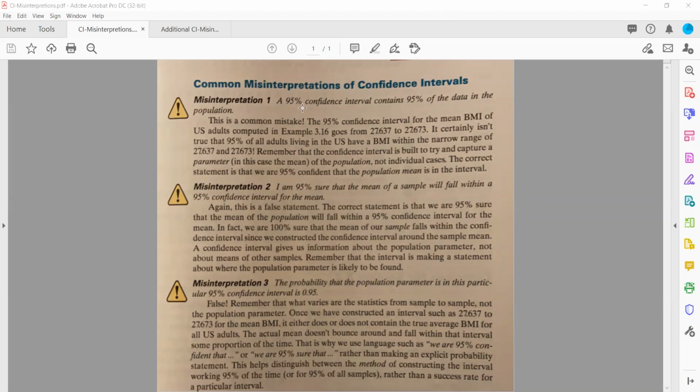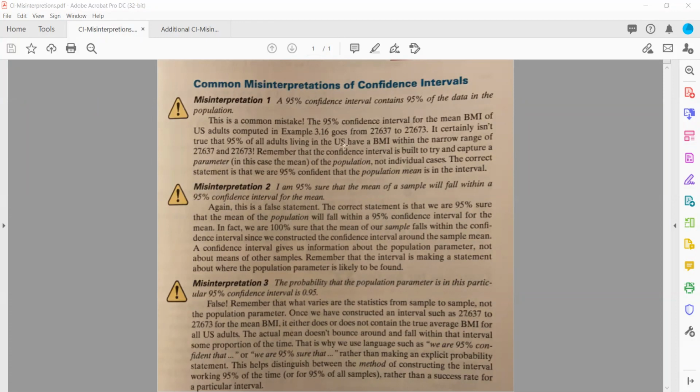For, let's say, a 95% confidence interval. It says a 95% confidence interval contains 95% of the data in the population. No, that's incorrect. The 95% has nothing to do with the amount of data. What a 95% confidence interval means is that if we repeat the sampling process many, many times, 95% of the samples should contain the true population parameter and 5% won't. But it doesn't contain 95% of the data in the population.